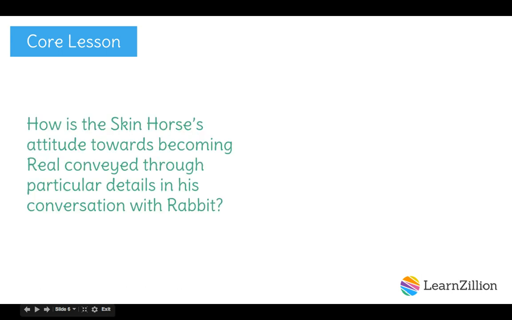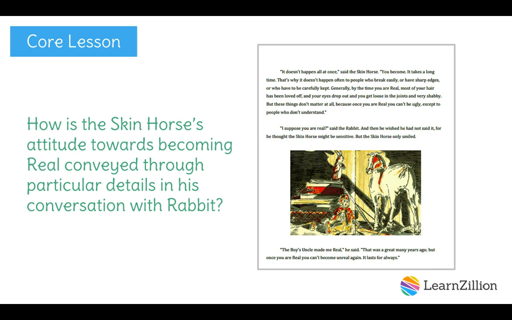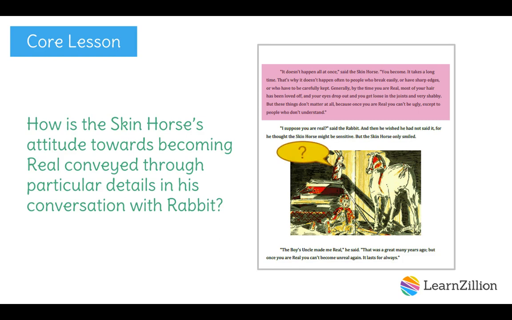Remember, today we are focusing on the conversation between Rabbit and the Skin Horse. And this question is already telling me that Skin Horse is the speaker I should be paying attention to, and becoming real is our topic. Now I know where I need to be looking in the text. This particular conversation goes from the middle of page 2 to the bottom of page 3. Now I know I should be paying attention to when Rabbit asks these questions, and I'll look for how Skin Horse responds.